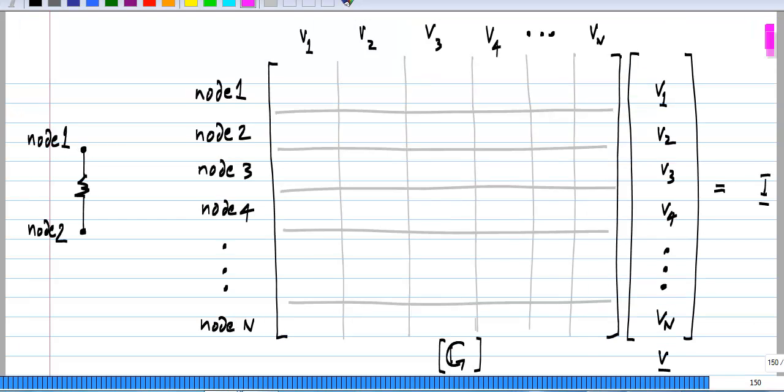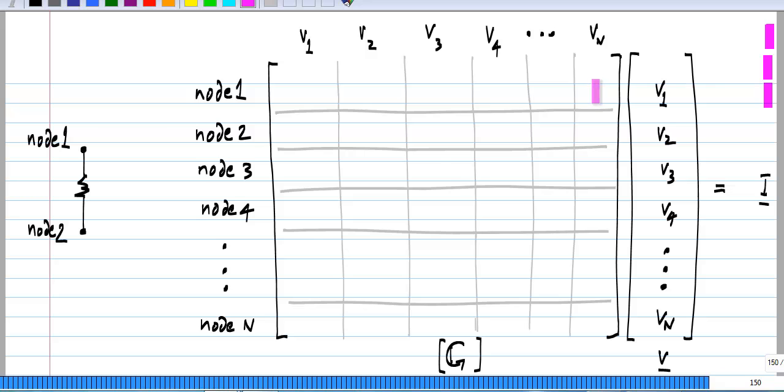What I have put down here is the general structure of the nodal analysis equations for a resistor. I will fill in the entries. The equations, as you well know, are the conductance matrix G times the unknown vector V equals the source vector I. Now I have shown node 1, node 2, etc. here corresponding to each row. You know that each row of this corresponds to one of the equations.